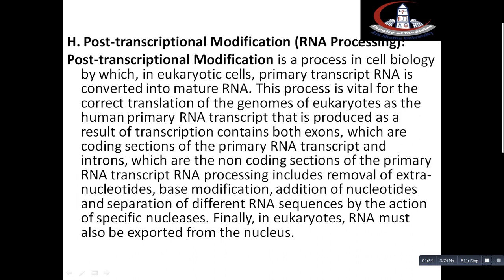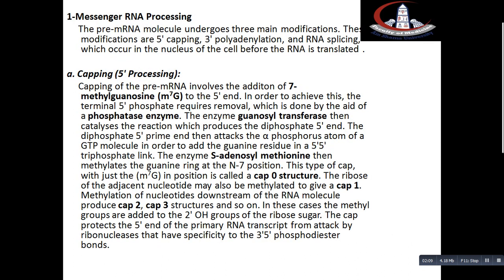Messenger RNA processing. The pre-messenger RNA molecule undergoes three main modifications. These modifications are 5' capping, 3' polyadenylation, and RNA splicing, which occur in the nucleus of the cell before the RNA is translated. Capping, or 5' processing, of the pre-messenger RNA involves the addition of 7-methyl-guanosine to the 5' end.